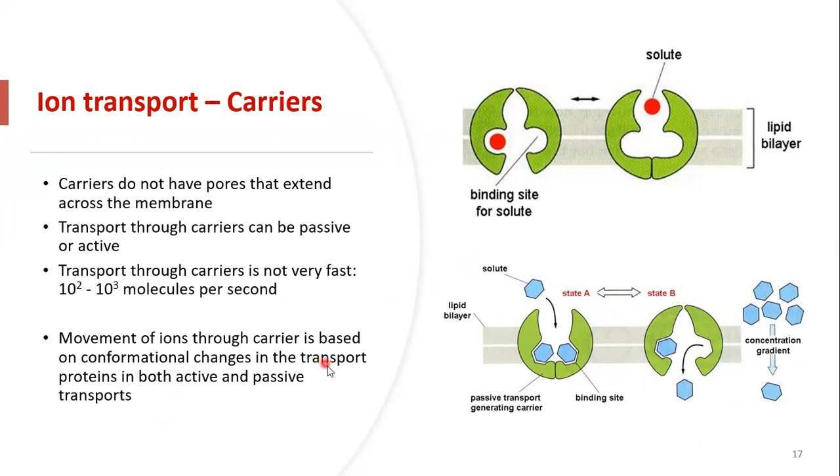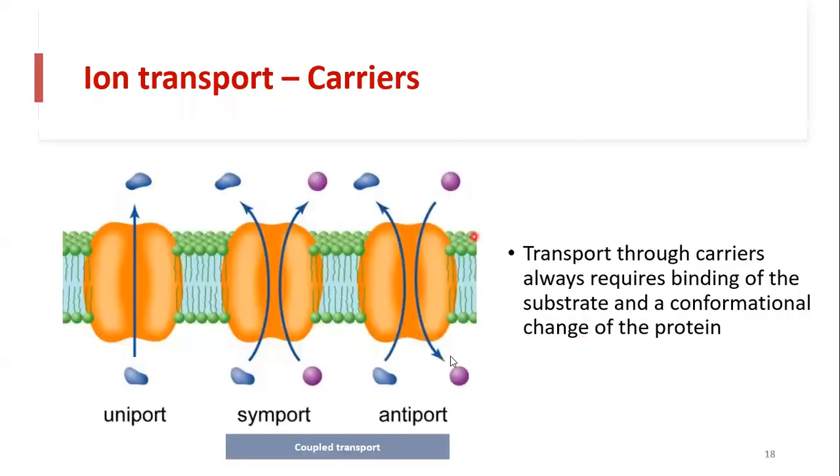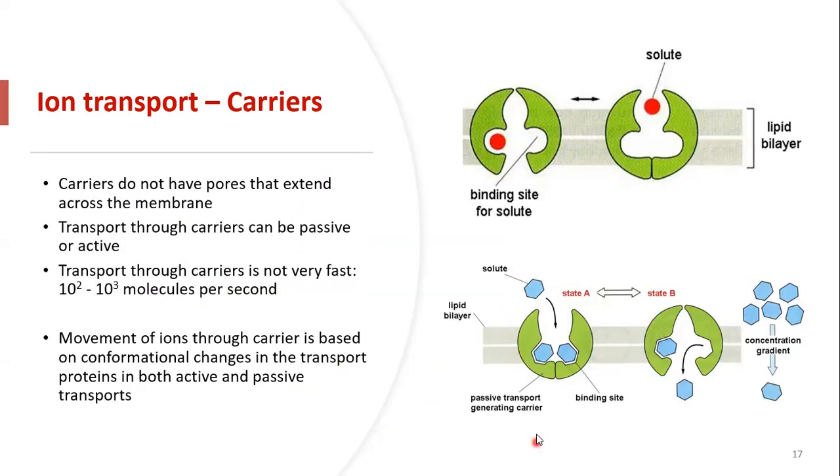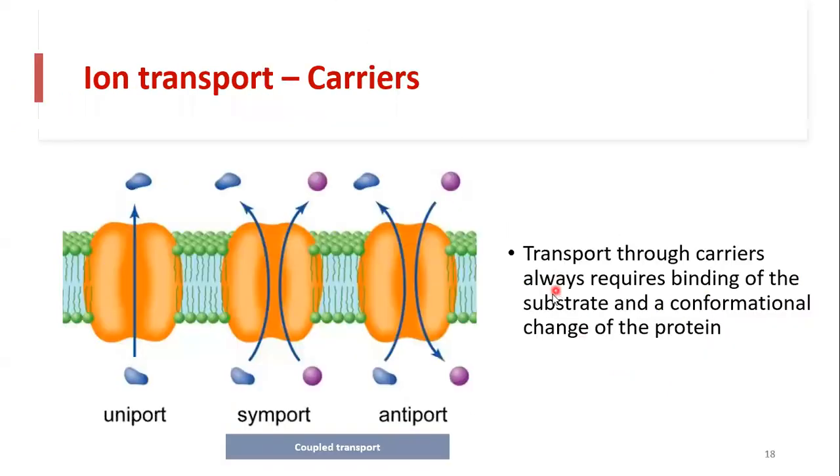Movement of ions through carriers is based on conformation changes in the transport proteins, in both active and passive transport. In both cases, whether they are doing passive or active transport, it happens through conformation change. I've already explained that they can be uniport, symport or antiport. We have already explained in the previous slide what uniport, symport and antiport are.